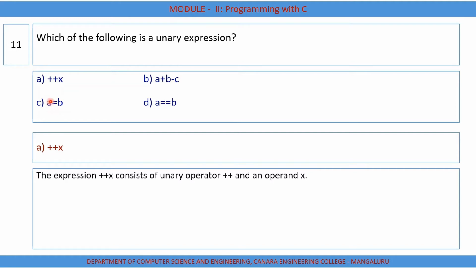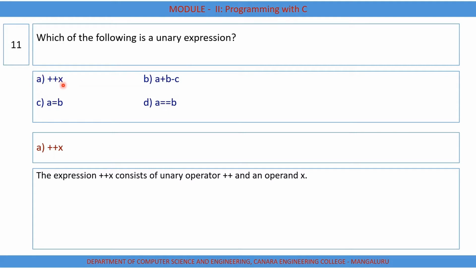A equal to B is also a simple expression wherein we are using the assignment operator, which is also a binary operator that operates on two operands. A is equal to B is a comparison operator, a relational operator, which checks whether A is equal to B. This is again a binary operator.